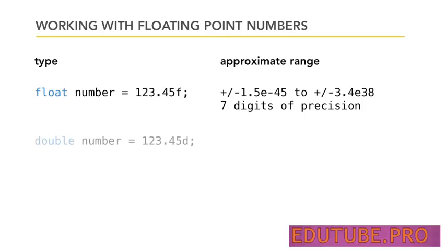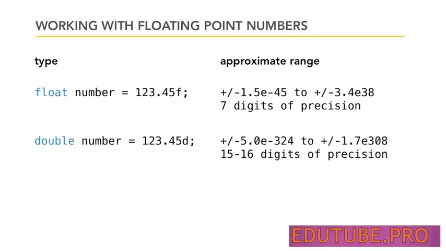There's also a double, which is another type of floating point number, but it has 15 to 16 digits of precision. And you can see that when you declare it, you have to put the little d on the end to distinguish it from the float. Floats have f's, doubles have d. So in this case, I've got a double number, which has much higher precision than the floating point.